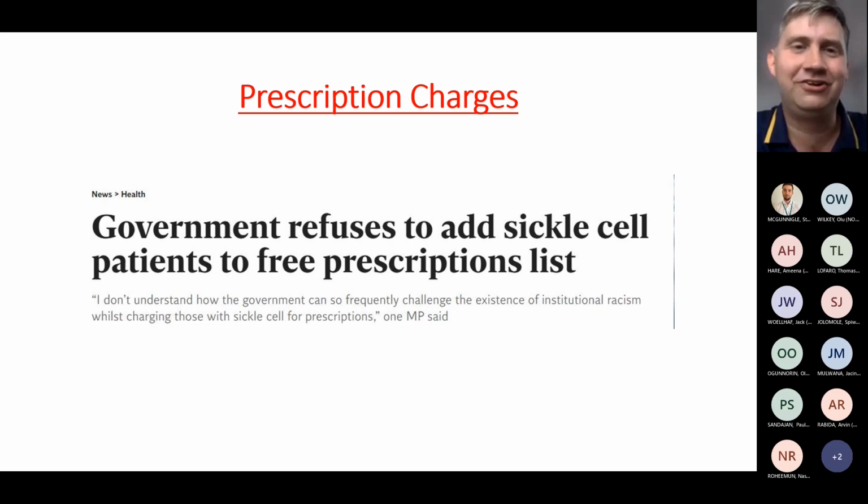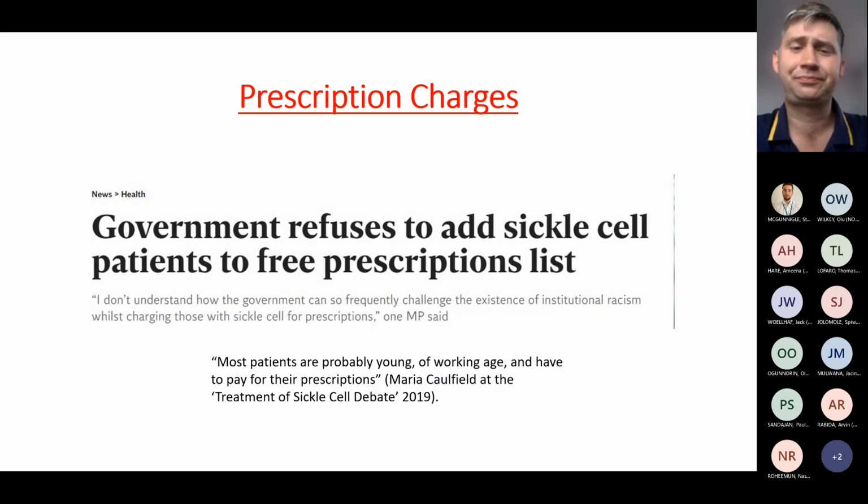So you're correct. Prescription charges: the government refused to add sickle cell patients to the free prescription lists. As said by one MP, "I don't understand how the government can so frequently challenge the existence of institutional racism whilst charging those with sickle cell for prescriptions. Most patients are probably young, of working age, and have to pay their prescriptions." That's Maria Caulfield at the sickle cell debate back in 2019.